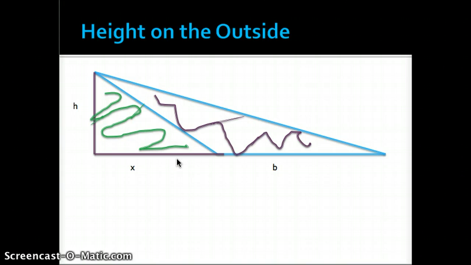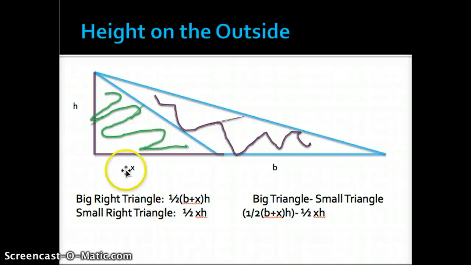So to do that, we have to find the area of the whole big triangle and subtract this area from the big triangle to find the area of this triangle. So, what we need to do, we have the big right triangle right here, which from the very first proving, we know that 1/2 base times height gives you the area. So for the big right triangle, we have the base as b plus x, times height. So it would be 1/2 base times height.